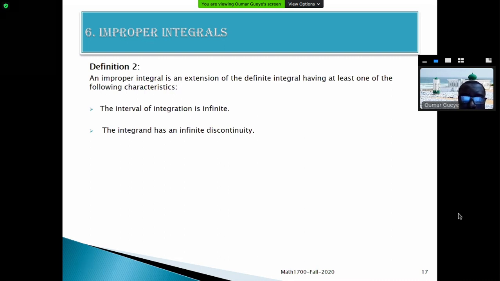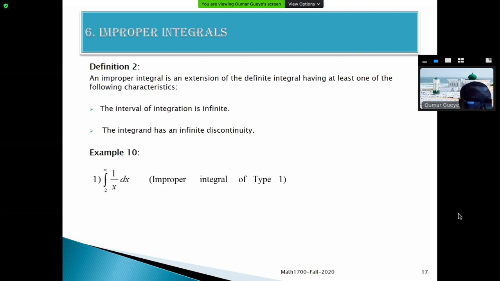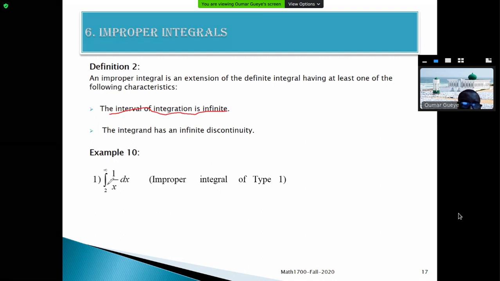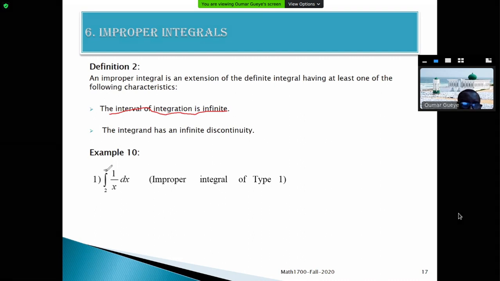And here are two examples. The first one here, we integrate from 2 to positive infinity. Because of the positive infinity, that's why we have an improper integral of type 1, and that's exactly what I mentioned here, and I call the first case. So this situation where the interval of integration is infinite is right here, because we're going from 2 to positive infinity, so it means the width of this interval is infinite. Okay, this is the first type of improper integral.